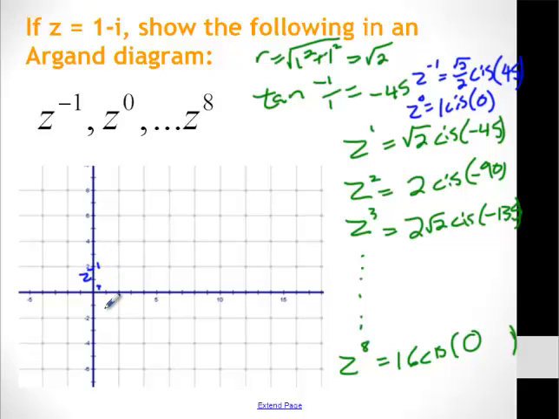So there's z to the negative first, z to the 0. Z to the first is going over 1 and down 1. Notice we're slowly getting further and further away from the center. Then we have 2, negative 90. And if we kept going, our next one would be over here, and then over here. We're actually making a spiral as we go around, and we'll get all the way around to 16 cis 0. So that spiral is going to keep going around all the way around this entire path going out to here.